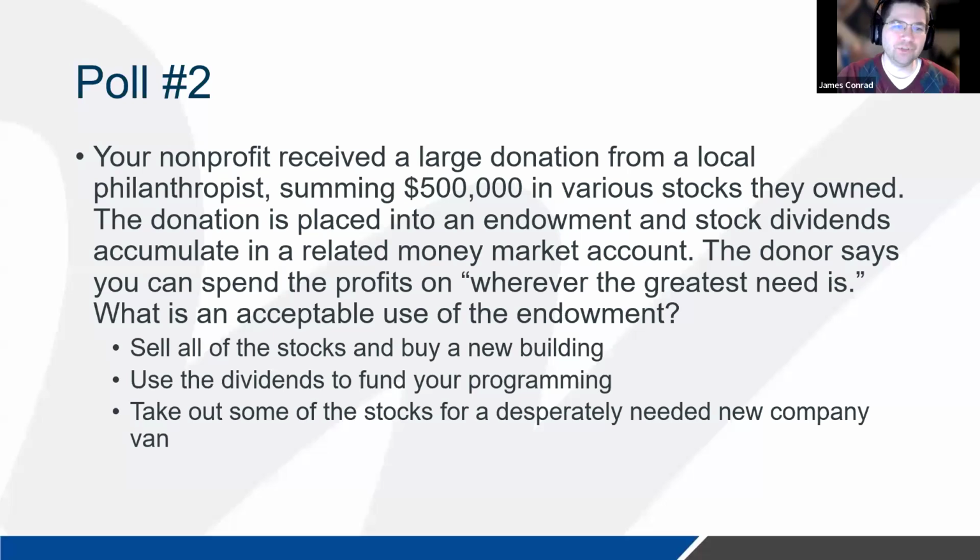All right, poll number 2. Your nonprofit received a large donation from a local philanthropist, summing $500,000 in various stocks they owned. The donation is placed into an endowment, and stock dividends accumulate in a related money market account. The donor says you could spend the profits on wherever the greatest need is. What is an acceptable use of the endowment? A, sell all the stocks and buy a new building. B, use the dividends to fund your programming. Or C, take out some of the stocks for a desperately needed new company van. So I'm going to let that one marinate a little bit for you all.